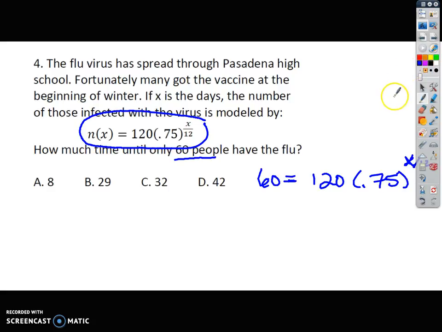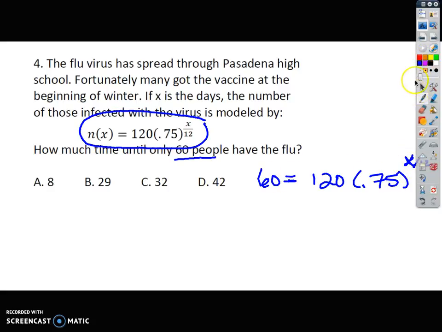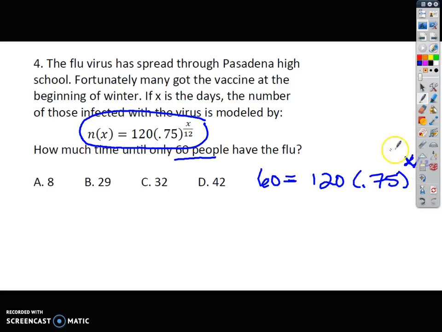Another way, where you can just check your work or double check your answer. So right here, again, we have an exponential function. I want x by itself, so I'm going to use algebra to get x by itself. I have to get rid of all the other numbers. So let's begin with the 120. How do I get rid of the 120? Well, this is 120 times all that. So what I'm actually going to do is divide both sides by 120.